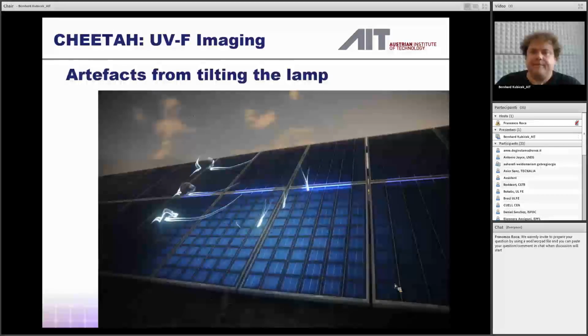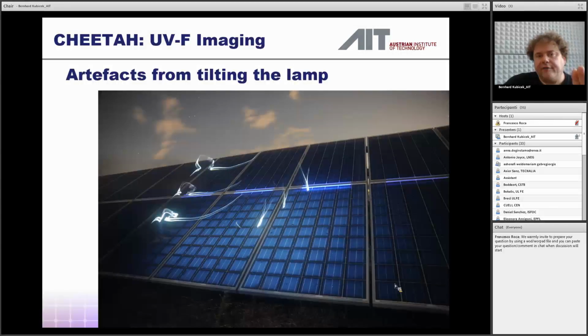If you don't do it properly, for example, if you tilt the light source so that you have a direct path from the light source to the camera, you will have strange artifacts in the image, not sure how you would call them. Of course, this is quite easy to avoid.